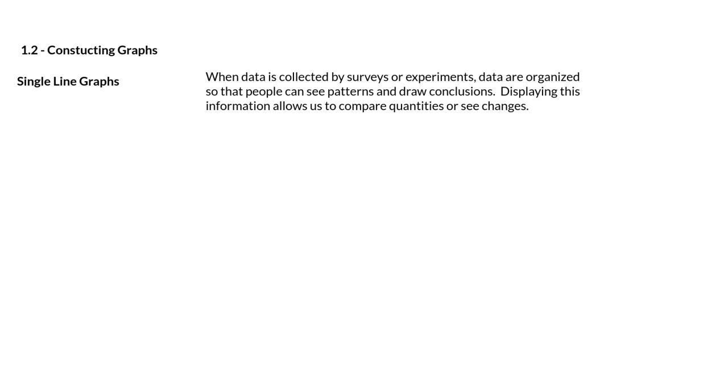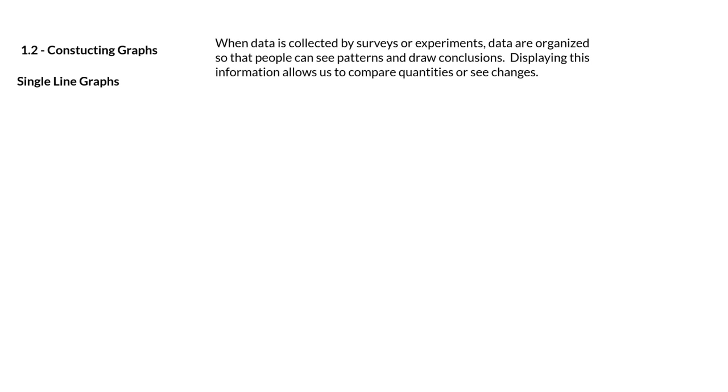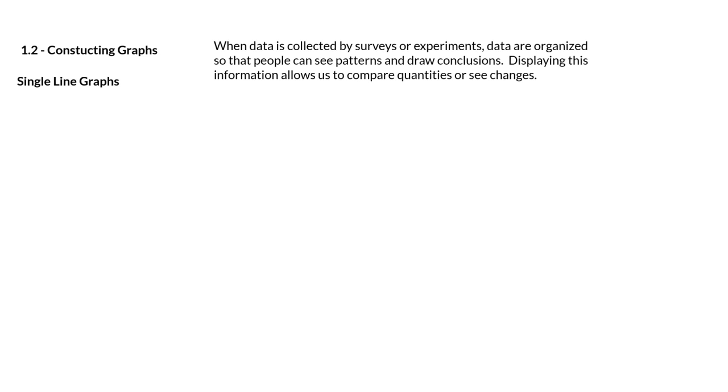When you think of data that's being collected in surveys or experiments, the data is basically organized so that people can see patterns and draw conclusions. Displaying this information allows us to compare quantities and see changes. So here's an example of a list of data for a single line graph.